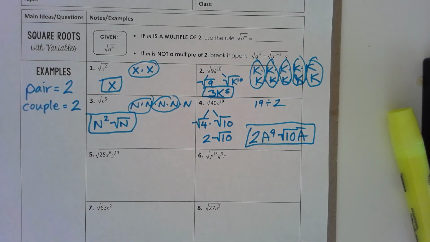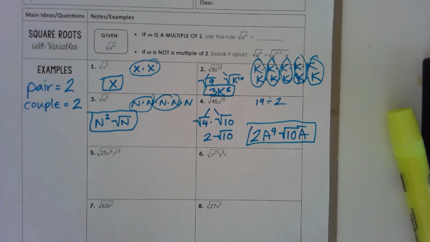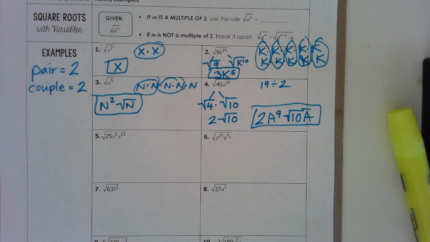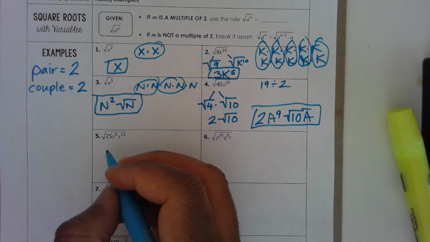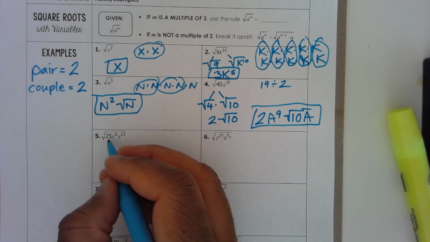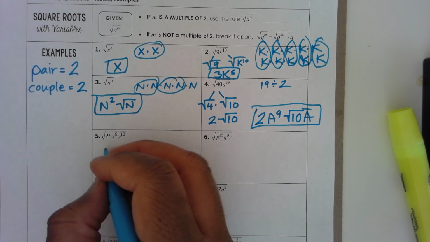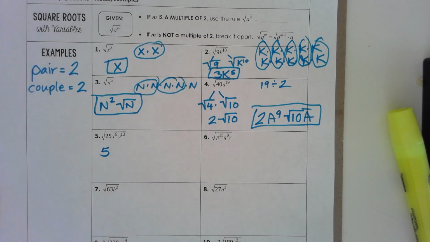All right. So let's take a look at another one here. If I look at number 5, you'll notice that 25 is a perfect square. And so that makes life a little easy for us, because then the square root of 25 is just 5. Okay, that's going to go outside of the radical sign.